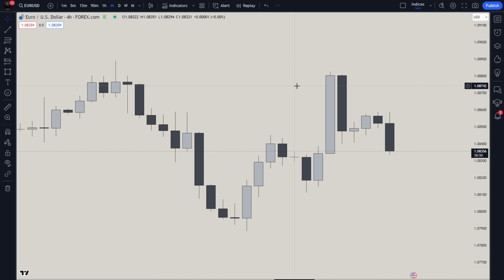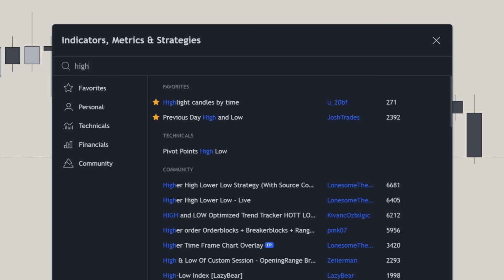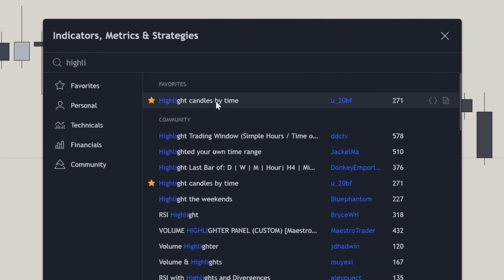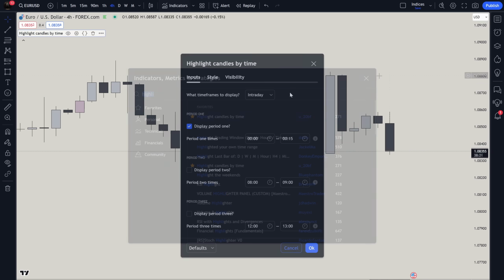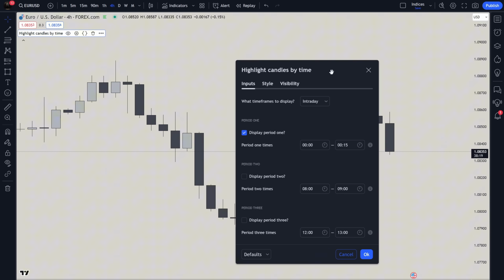Now into the second indicator, and this one is very unique, and I was really trying to find something similar to this until I found it. So you're going to go to indicators, just write highlight candles by time, this one right here. And the function of this indicator is very, very nice.